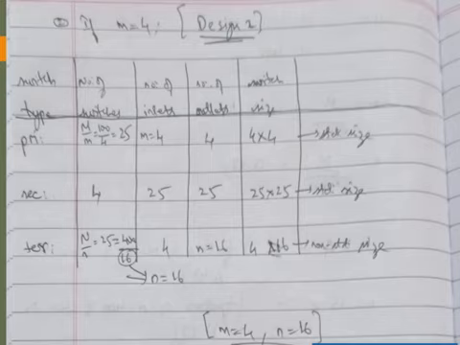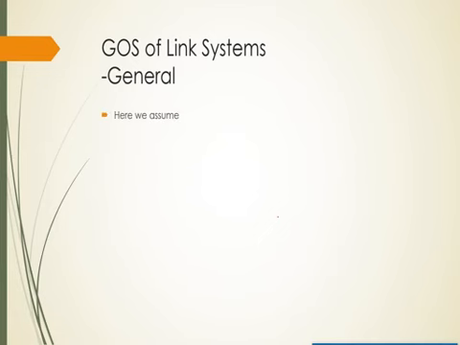So continuing with the next topic. These are the solutions we have discussed. Now on a similar basis, we can obtain the results for the 4-stage network, as we have discussed for 2-stage and 3-stage. So let us move on to the next topic, GOS, that is grade of service for the link systems. So what is basically grade of service?